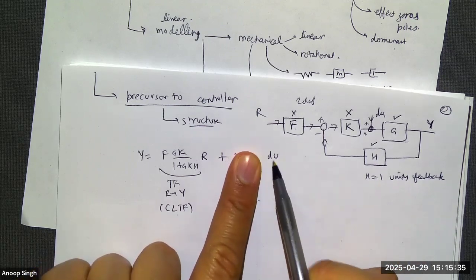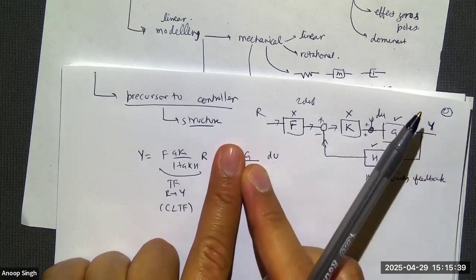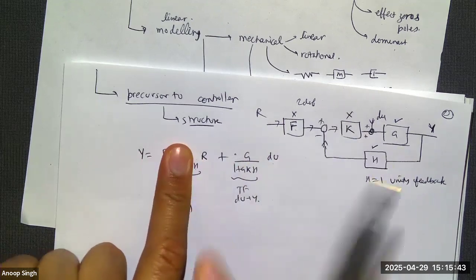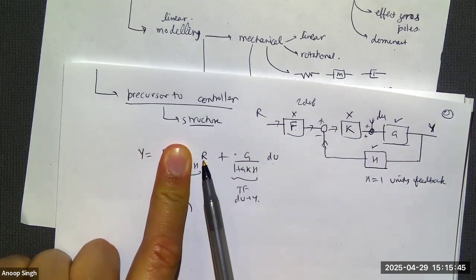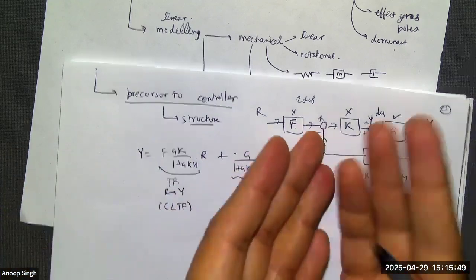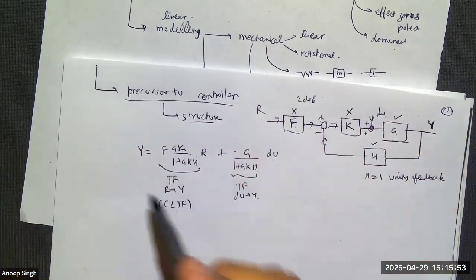Like if you have a disturbance, the disturbance should not affect the output. So this transfer function's response should go to 0. This transfer function's response should follow whatever the reference command is doing. That was the first thing we talked about, the block diagram structure and then how to reduce it. This is a reduction of it.